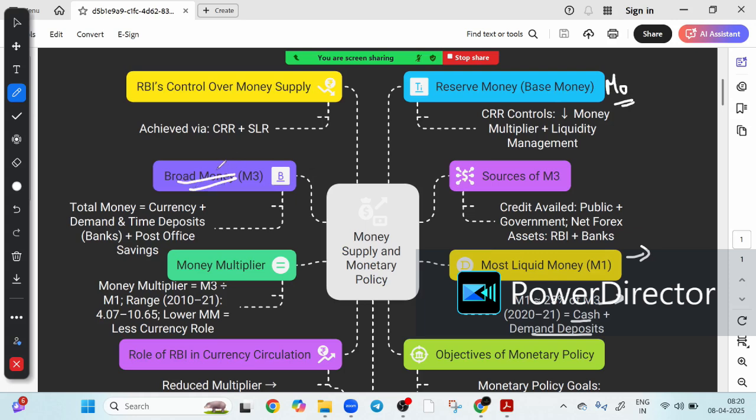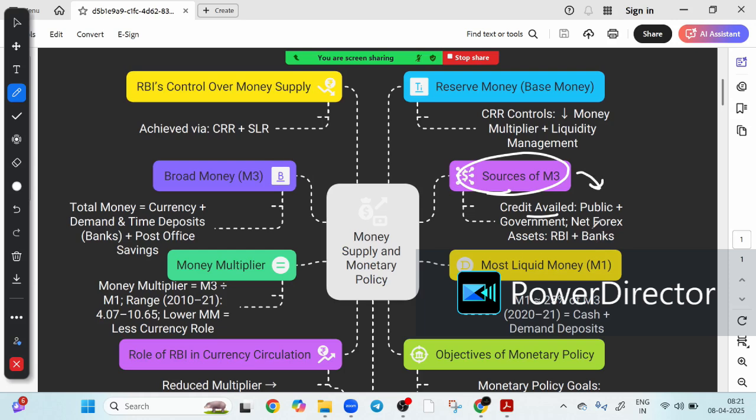But where does all this money come from? That takes us to the source of money, the source of M3. What is the source of M3? Primarily credit. You can see the sources of M3: credit availed by the public and the government, plus net forex assets held by the RBI and the banks. So these are the sources of M3.